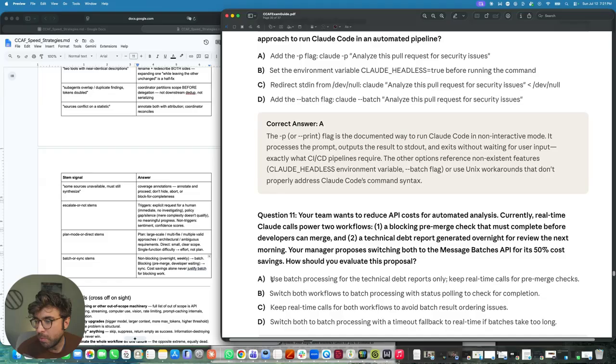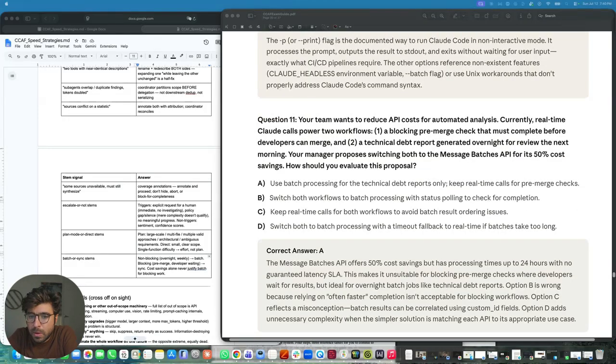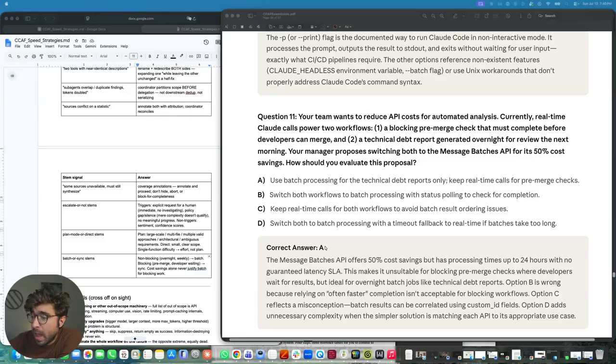D, switch both to batch processing with a timeout fallback to real time if batches take too long. This one is tempting for someone who does not have the right background on this, because it makes it sound like you can do the batch processing and also still get the benefits if it takes too long. But really, this just overcomplicates something that can be done much more easily by just using the base sync API. And then you see right here that the answer is A, which is correct.